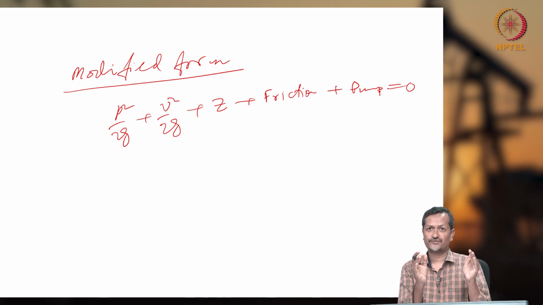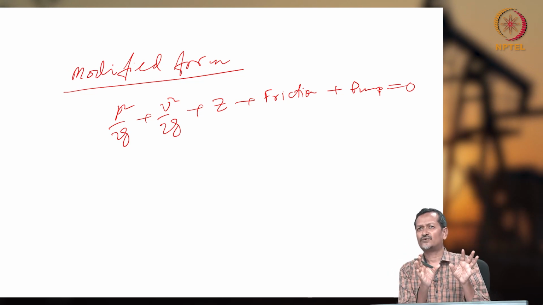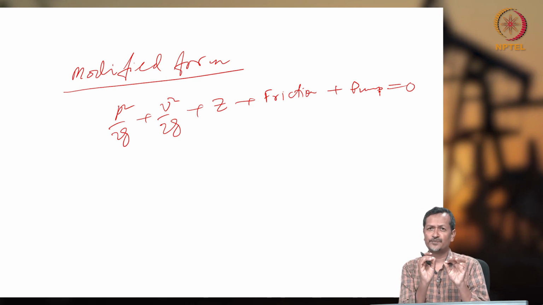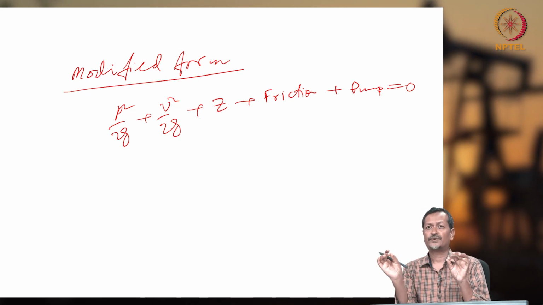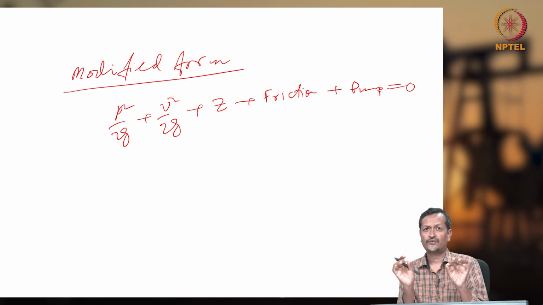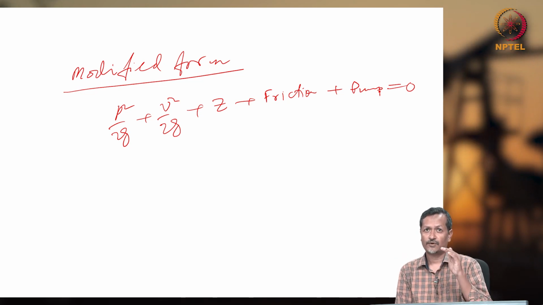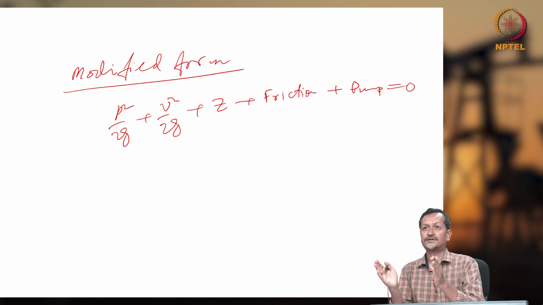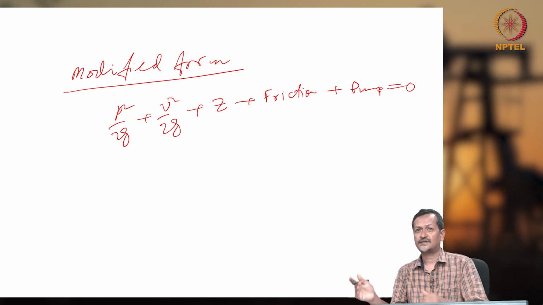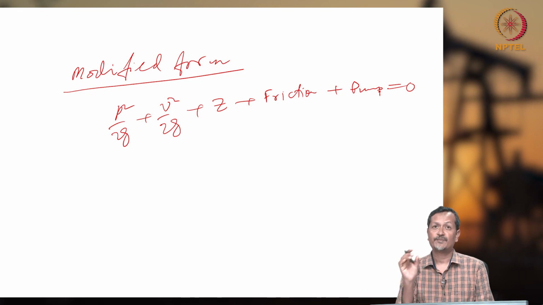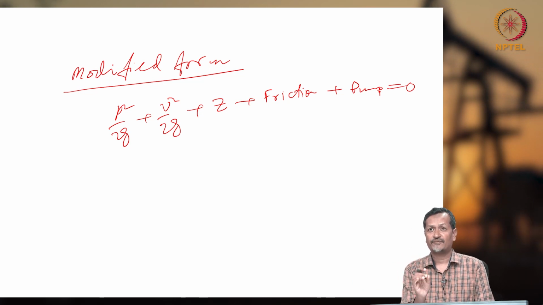But if you are using the simplest form, then you have to say this is only the simplest form. We are assuming that there is no energy coming into or going out from the system. But if you are using the generalized or modified form, then you have to use all the terms: friction, pump, and any other system. Then that will be the modified form. And you have to calculate friction separately.